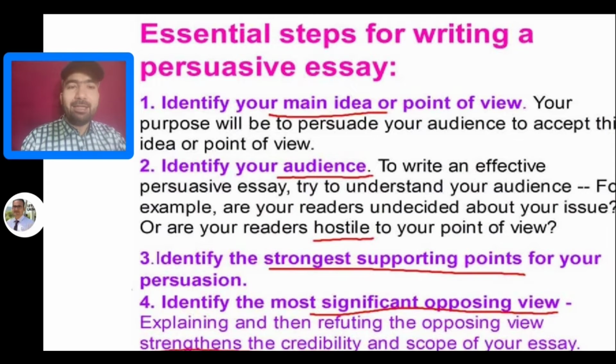Number 3, identify the strongest supporting points for your persuasion. Number 4, identify the most significant opposing view. Explaining and then refuting the opposing view strengthens the credibility and scope of your essay. So you are going to deal with the persuasion in two ways: presenting your own view and giving a rebuttal of the other opposing point of view. Once you go with this two-way strategy, your persuasion is going to be very effective.